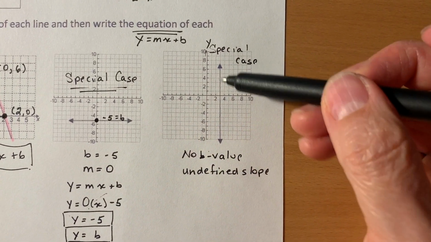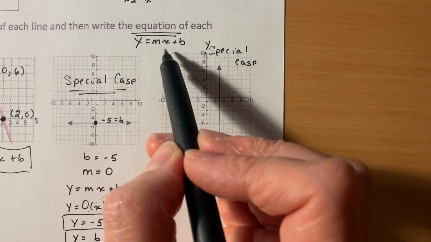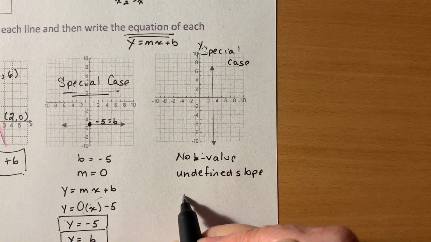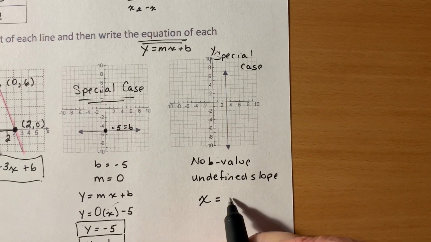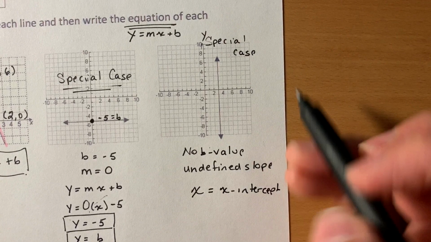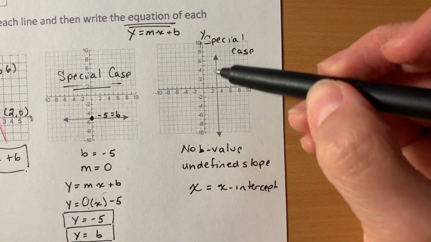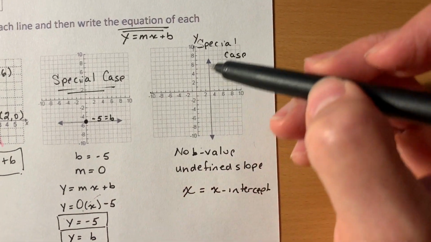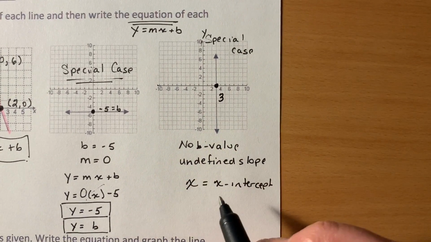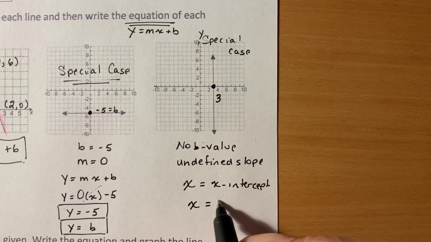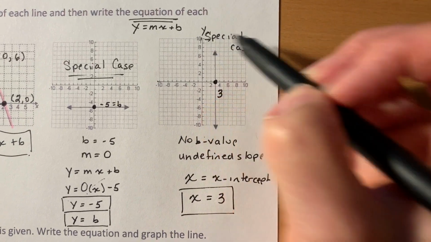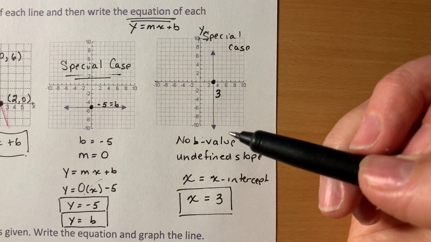And this, a vertical line, is the only time you see x equaling something, because normally it's the dependent variable, y equaling something. So this is going to be y equaling the x-intercept, where the line crosses the x-axis. So here's the x-axis, here's the line, it crosses the x-axis here at 3. So this is x equals 3. And you always see this special case when you have a vertical line.